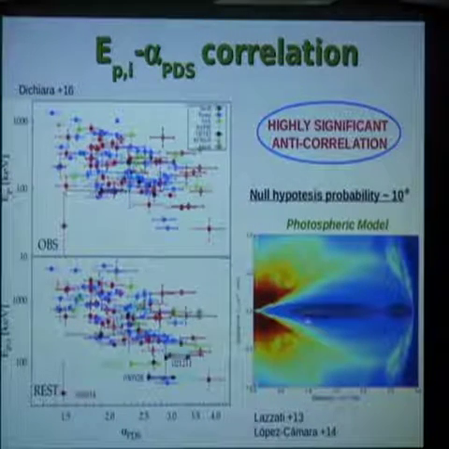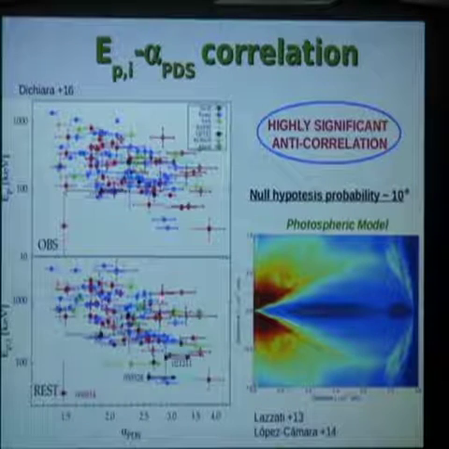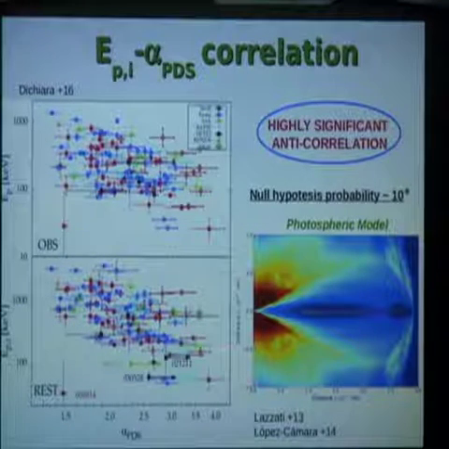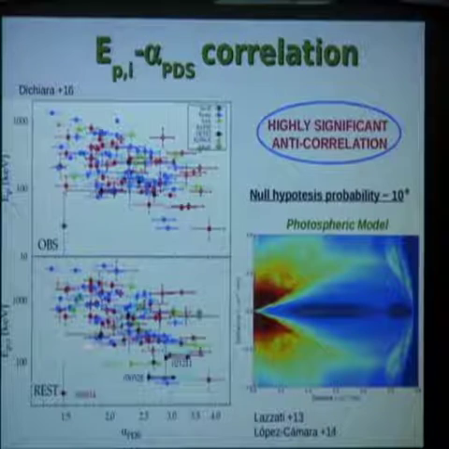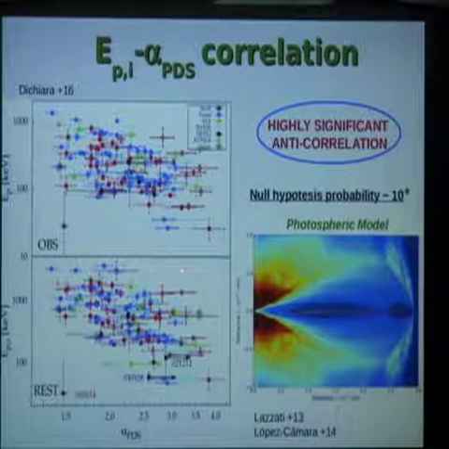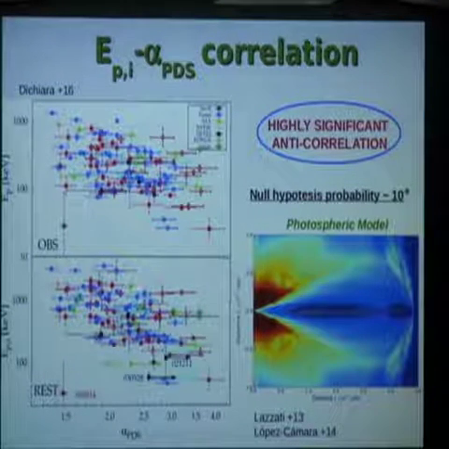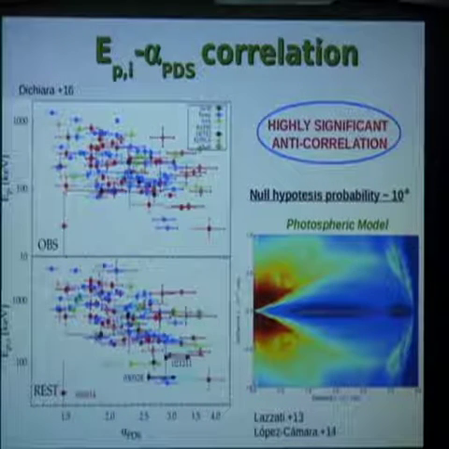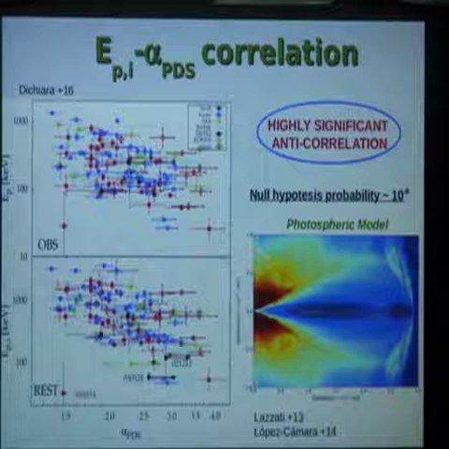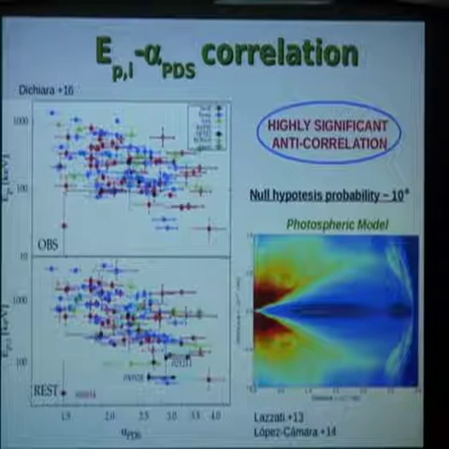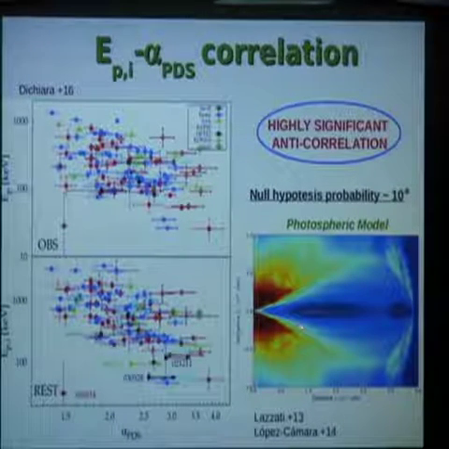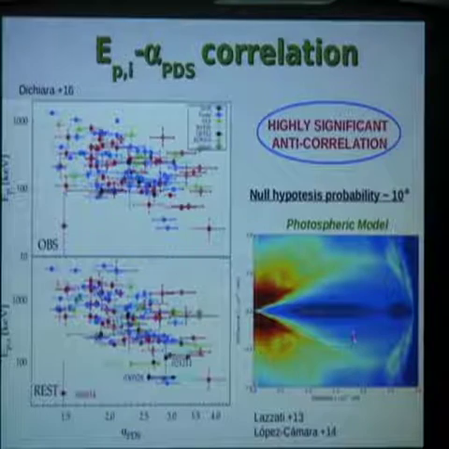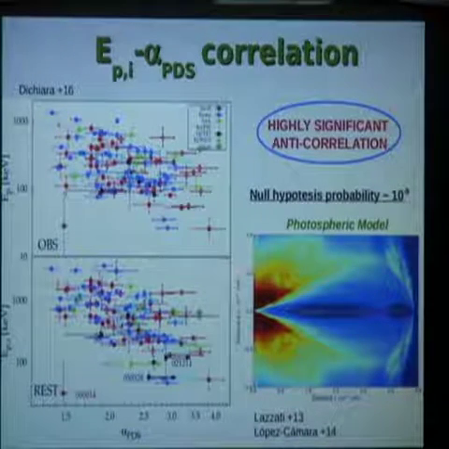I don't understand exactly how the variability can change going more off axis from the jet. We try to figure it out, but we are trying. I think that by putting in some constraints and making some assumptions, you can reproduce the same result, even in the photospheric model.